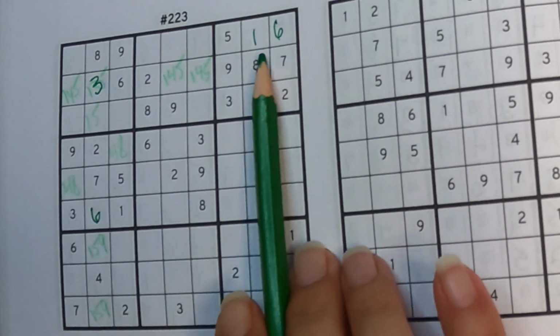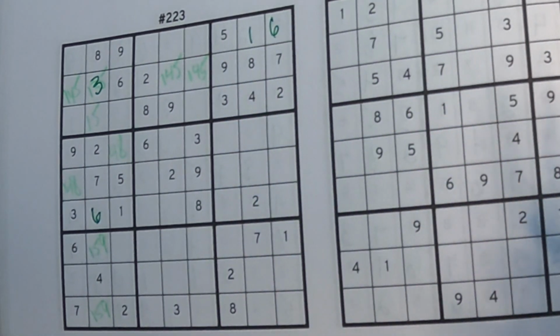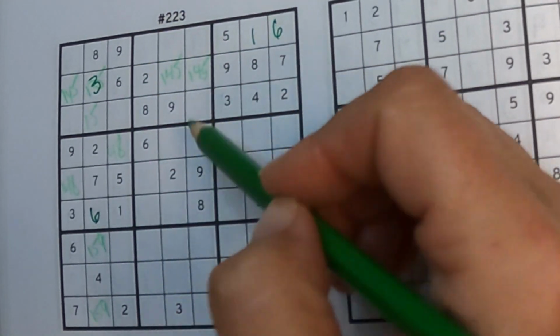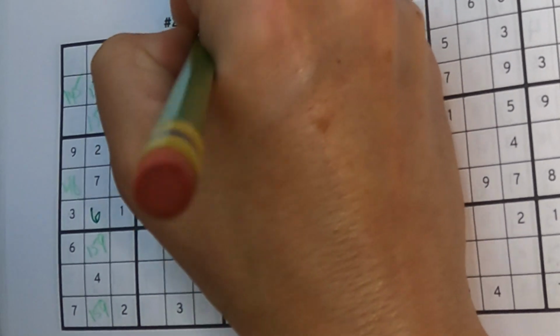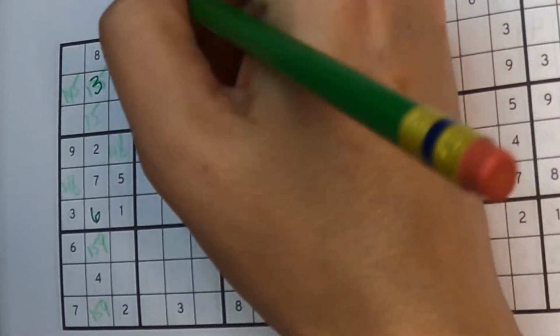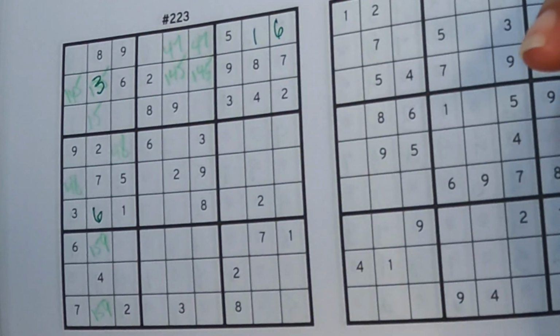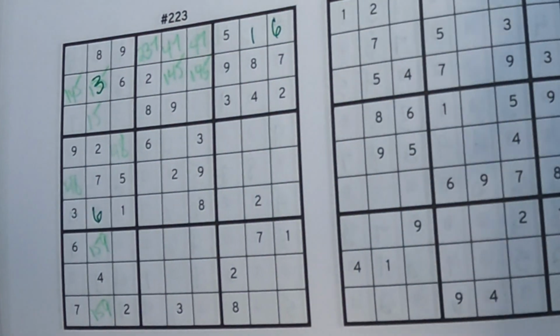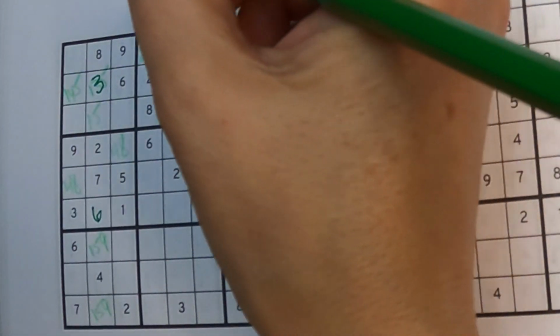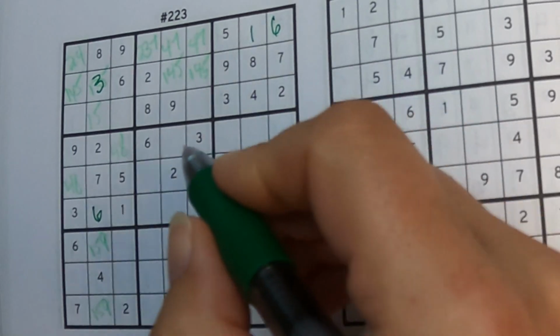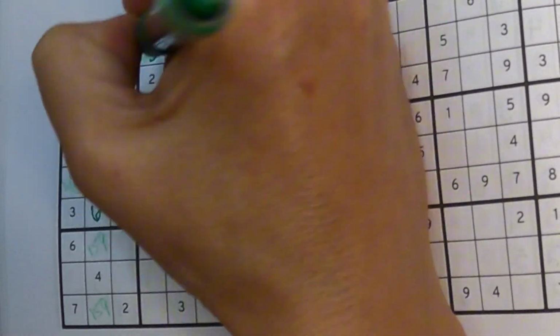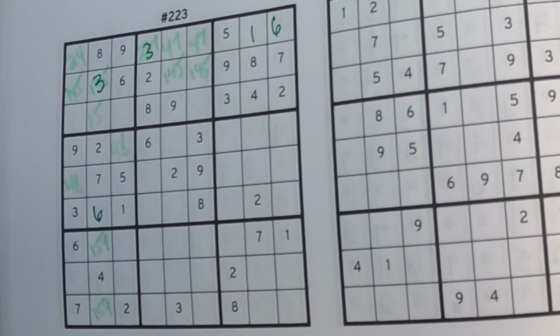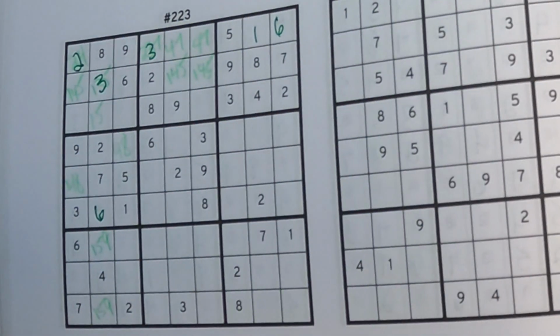For this top row, we're missing 2, 3, 4, and 7. We've got a 2 and 3 here, so 4, 7. 2, 3 here, so 4, 7. 2 here, so 3, 7. 3 and 7 here, so 2, 4. But if we look, the only place the 3 can be is here. And then the only place the 2 can be is here.